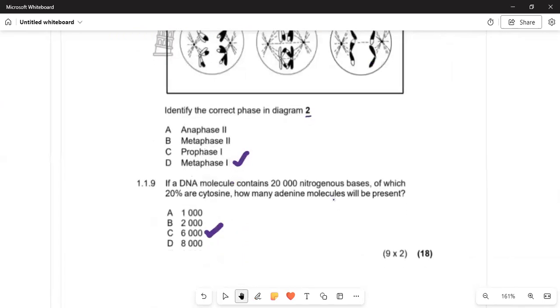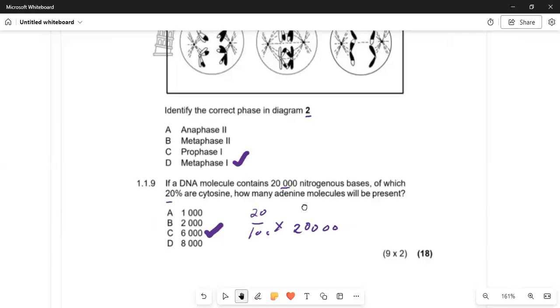If we are moving on again, we see one of the questions in 1.1.9, and they say if a DNA molecule contains 20,000 nitrogenous bases, of which 20% are cytosine, how many adenine molecules will be present? And then we are saying that it is 6,000, because 20% is 20 over 100 times 20,000. Then you get your 6,000. And then we are saying that is the correct answer. So that is the correct calculation in this instance.